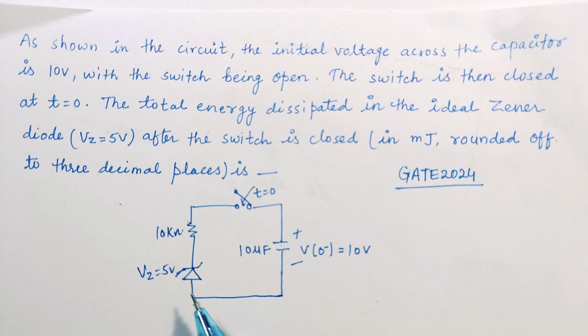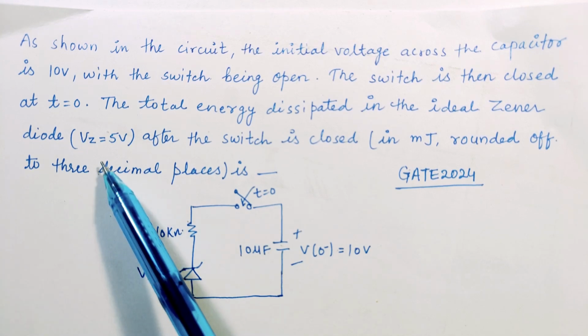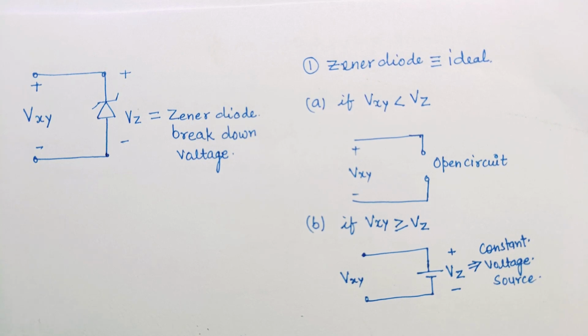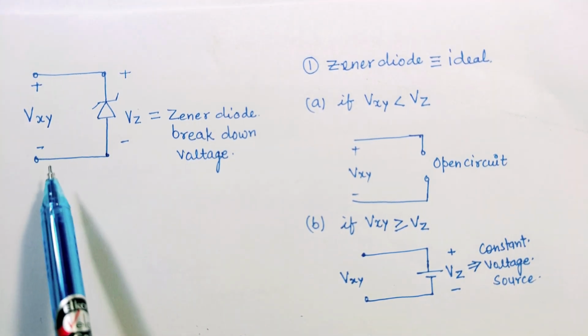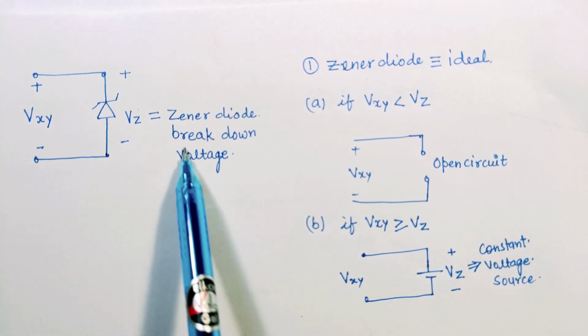So the total energy dissipated in this zener diode has been asked when the switch is closed at t equal to 0 second. Here the breakdown voltage Vz is given as 5 volt. So let us see how we can solve it. Before solving this problem, let us understand how a zener diode acts in a circuit when it is connected to it. Suppose this is the zener diode and voltage Vxy is applied across it. Here Vz is the breakdown voltage of the zener diode.